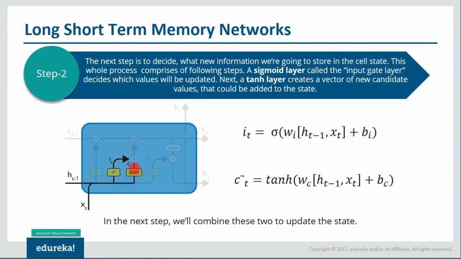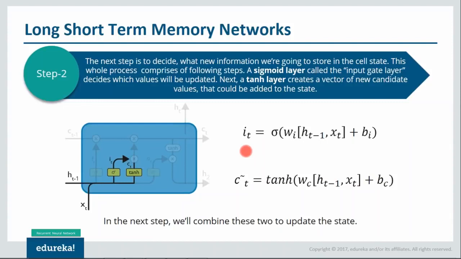Let me explain it in simpler terms. Whatever input we are getting from the previous timestamp and the new input will be passed through a sigmoid function, which will give us i of t. This i of t will be multiplied by c bar t, which is the input from the previous timestamp and the new input passed through a tanh, and this will later be added to our cell state. The next step will combine these two to update the state.